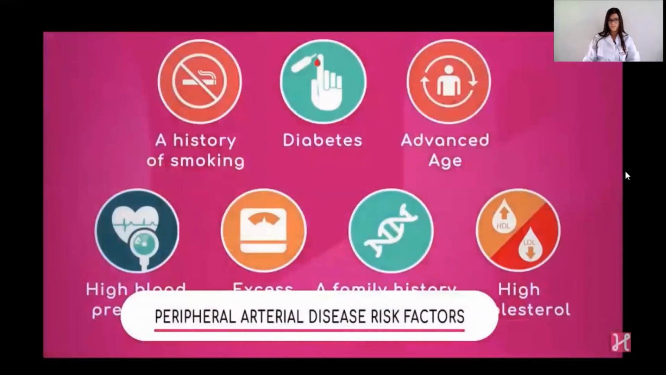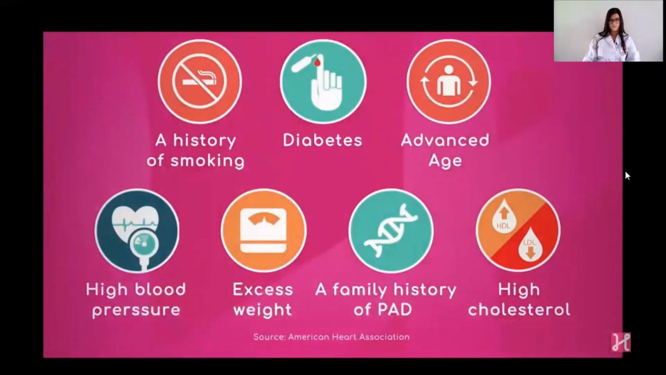We have a graphic of risk factors that you should be looking out for. Doctor, let's go over those. He is walking to our 3D image wall. And obviously, history of smoking, doctor, that's common sense. Diabetes, advanced age, high blood pressure, excess weight, a family history of PAD, and high cholesterol. Is it one of these, or would you say it's all of these? I think it's all of those.